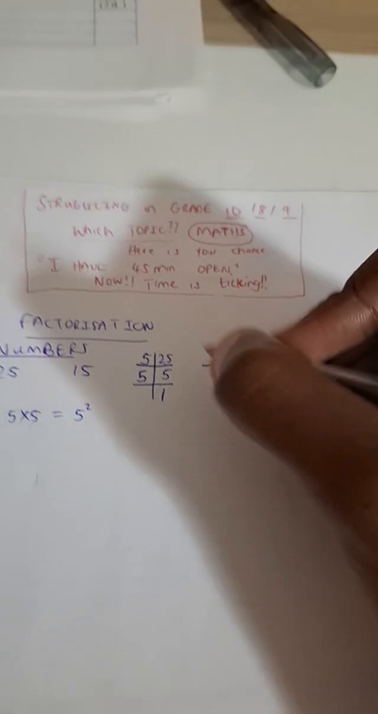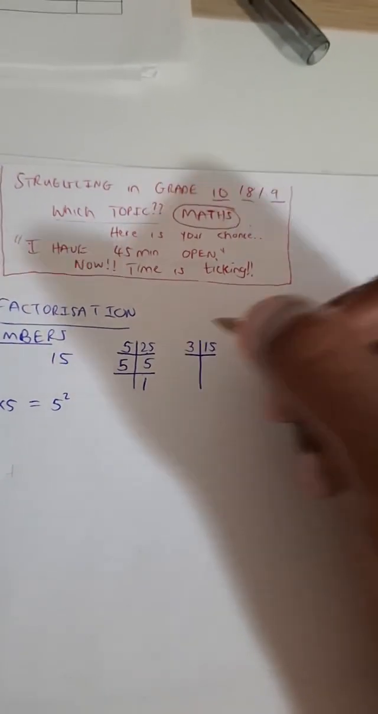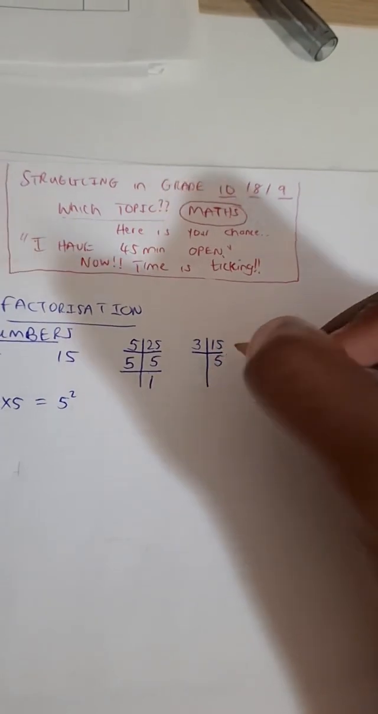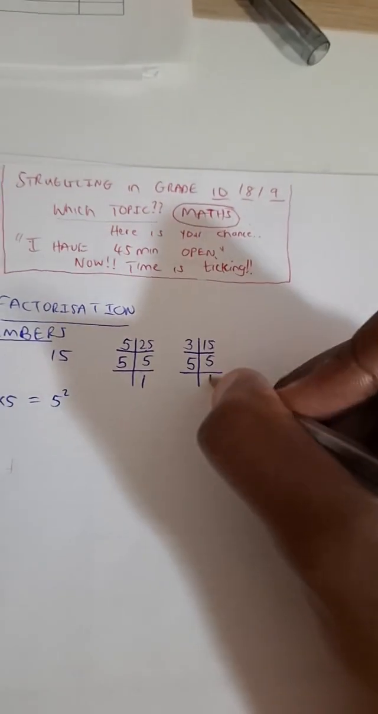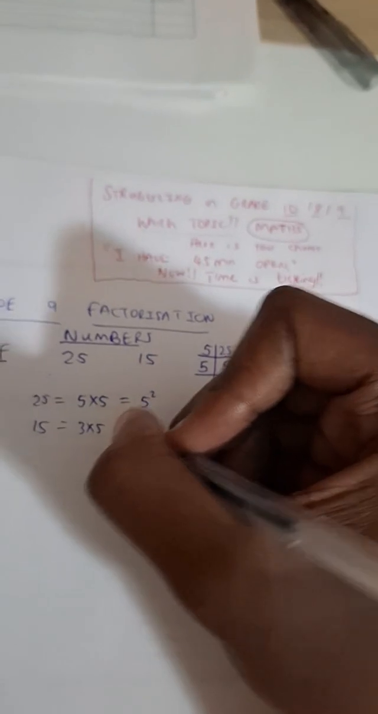You do the same thing with 15. You find the lowest prime number that goes into 15. That's 3. How many times does it go? 5 times. The lowest prime number that goes into 5 is 5, and it goes 1 time. Then you write down your number 15 as 3 times 5.